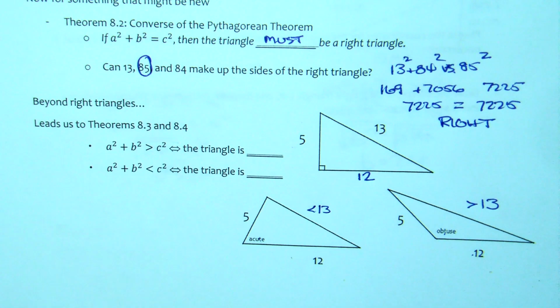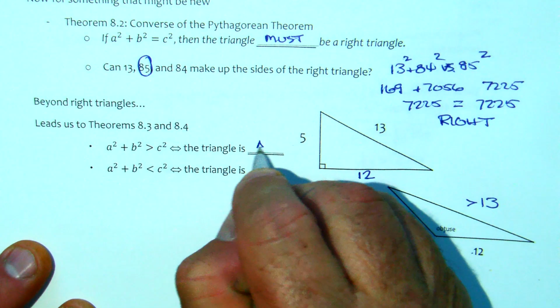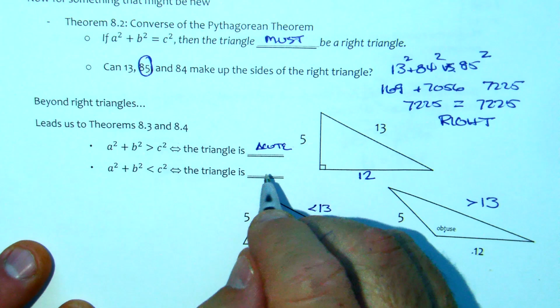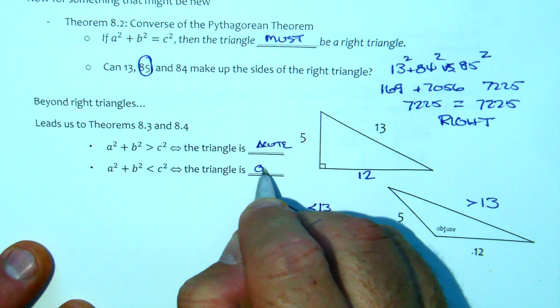Well, that enables us to draw conclusions. If a squared plus b squared is greater than c squared, then the triangle is acute. If a squared plus b squared is less than c squared, then the triangle is obtuse.